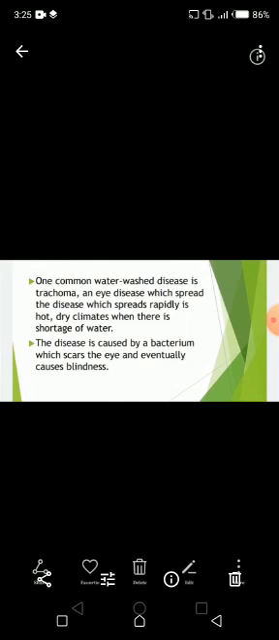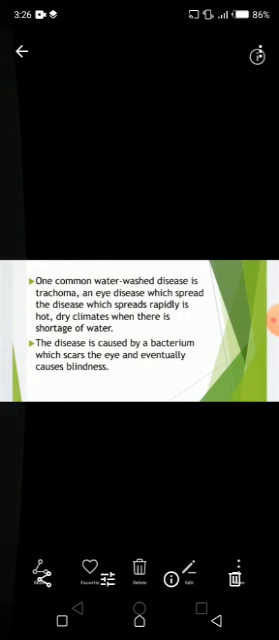an eye disease which spreads rapidly in hot, dry climates when there is a shortage of water. The disease is caused by a bacterium which scars the eye and eventually causes blindness.